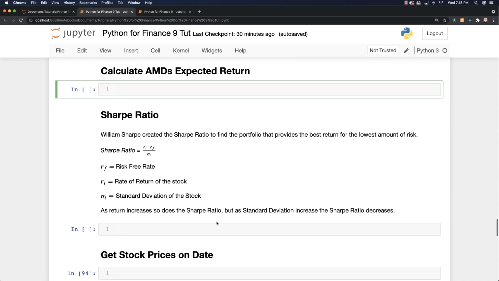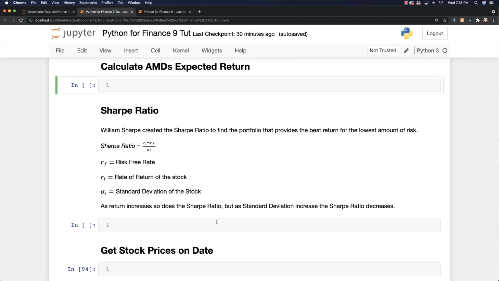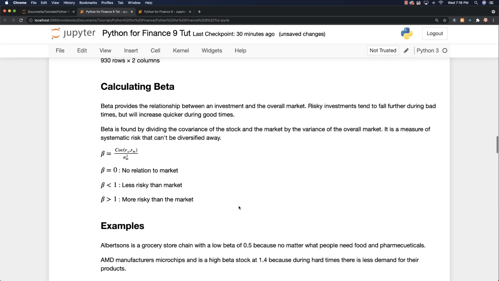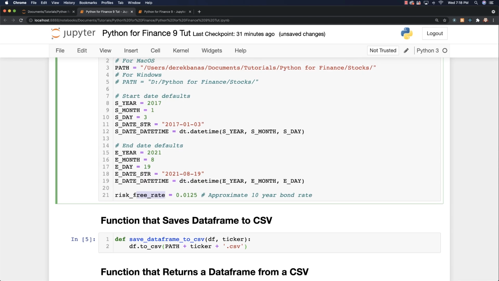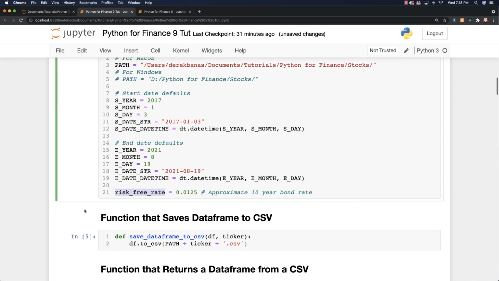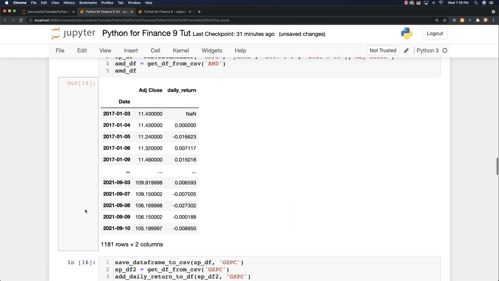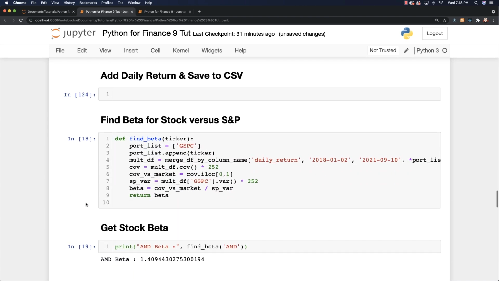So, all right. So what I want to do here is I want to calculate AMD's expected return. And how I'm going to do this is I'm going to create a, wait a minute, I think I have risk-free rate up here. Don't I have a risk-free rate? Yeah, risk-free rate is right there. So I'm just going to copy this and then come way back down here again.